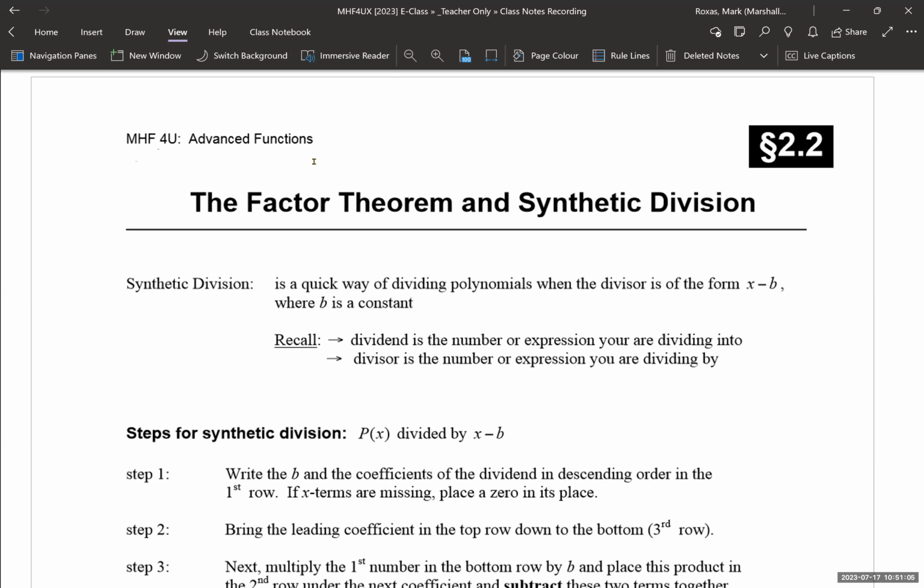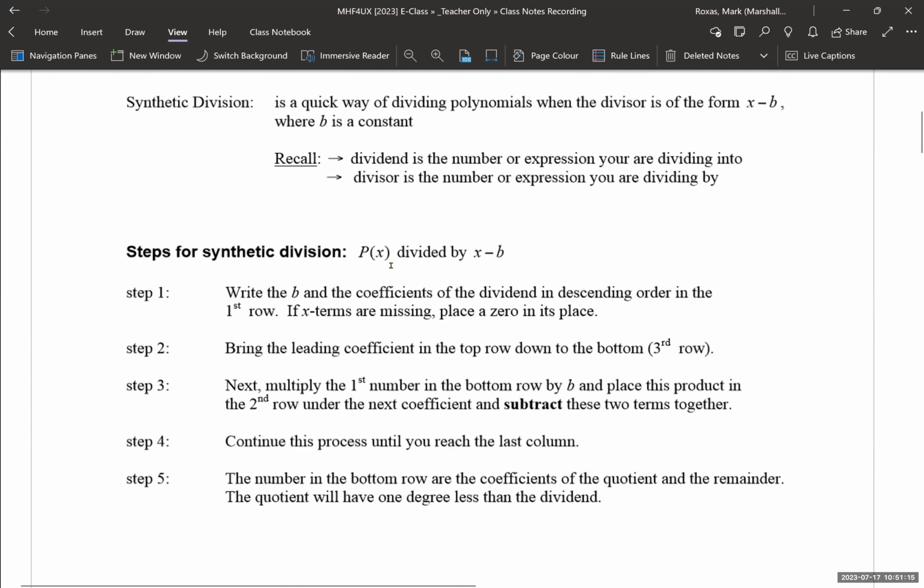So recall, the dividend is the number or expression you are dividing into, and the divisor is the number or expression you are dividing by. Okay, and we're going to follow these steps to divide a polynomial by that divisor x minus b. There are two approaches to this one. Your textbook approach is written here, but I'll go through maybe a more intuitive approach, especially for my AP students who may have seen this in previous years. We'll stick to that approach for synthetic division.